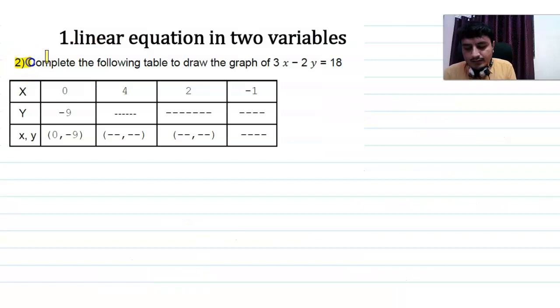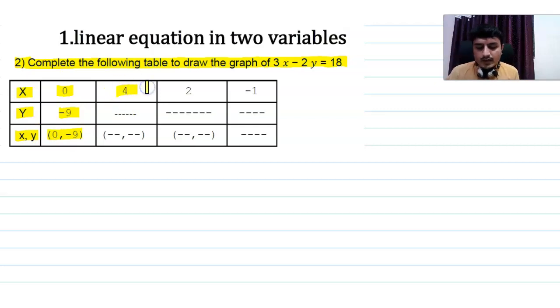Look at the second activity. Complete the following table to draw the graph of the equation 3x minus 2y equals 18. Now look at the table. We have in the first row the values of x, in the next row the values of y, and at last the coordinates x comma y. First, when x equals 0, we get y equals minus 9. So the coordinates are 0 comma minus 9.